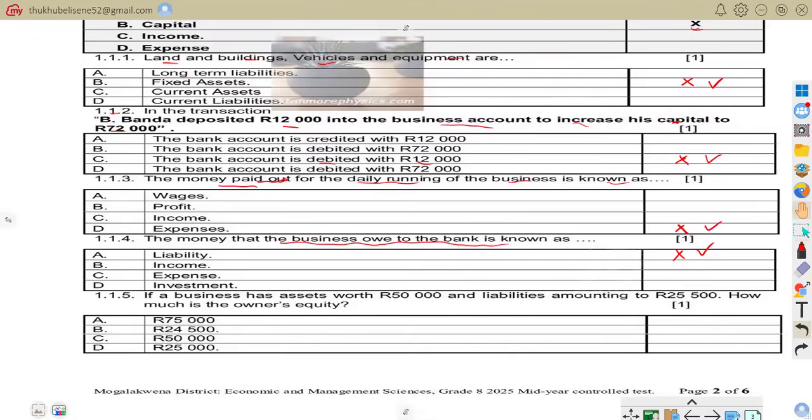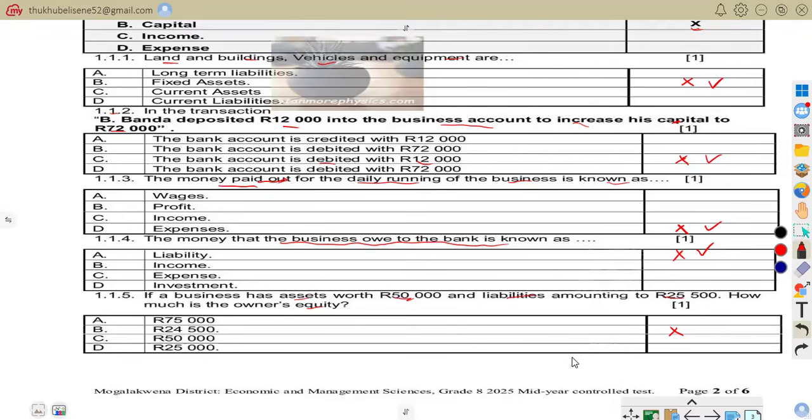So now let us be on 1.15. If a business has assets worth 50,000 and liabilities amounting to 25,000, how much is the owner's equity? So we are saying the correct answer there is going to be B. Owner's equity is calculated using the accounting equation.